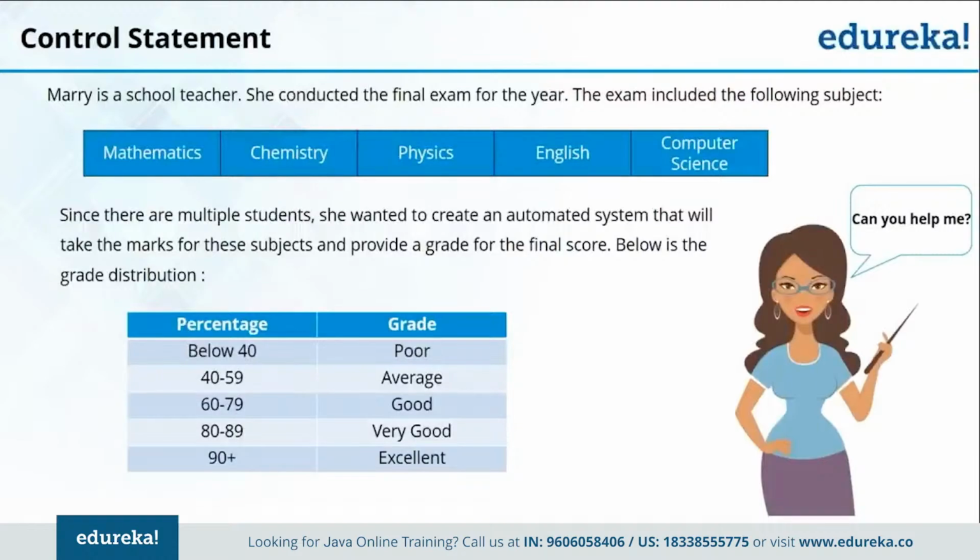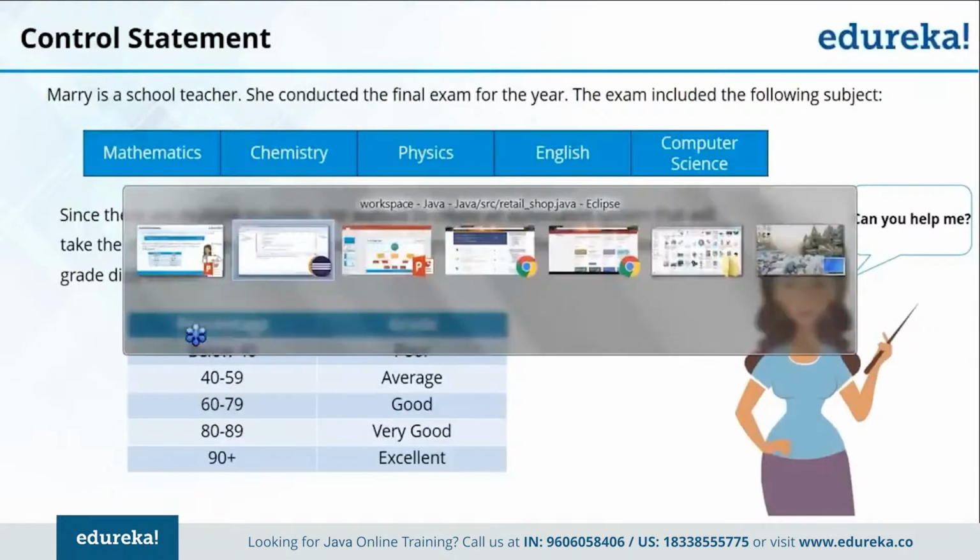She's also given us a grade distribution chart here. If the student has scored below 40%, then he's going to get a poor grade. But if he scored 40 to 59, he gets an average. Similarly, 60 to 79 gets him good, 80 to 89 gets him very good, and 90 plus gets them excellent. So we're going to write a Java code that makes use of loops as well as control statements to achieve this. So let's see how it's done.